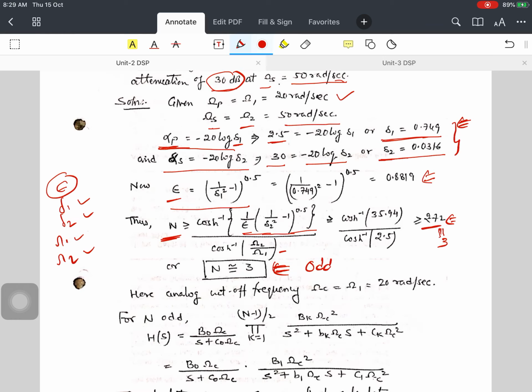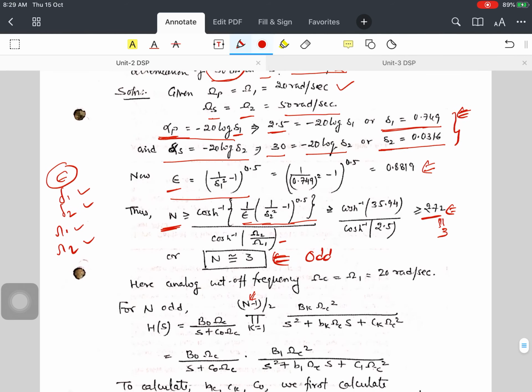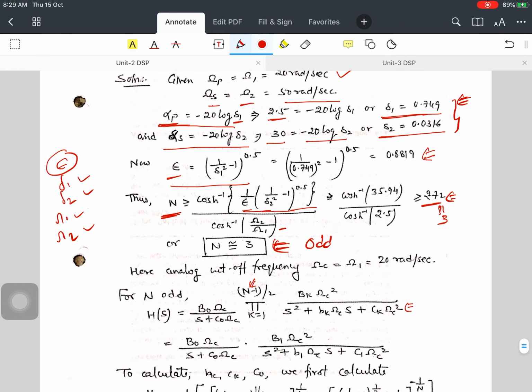Now at this point we know n equal to 3, so (n minus 1) by 2, that is 2 by 2, that is 1. So k is going only to 1. Just put this value k equal to 1 in this equation, we will get b naught omega c upon s plus c naught omega c, multiplied with, putting k equal to 1, b1 omega c square upon s square plus b1 omega c s plus c1 omega c square, not c2.